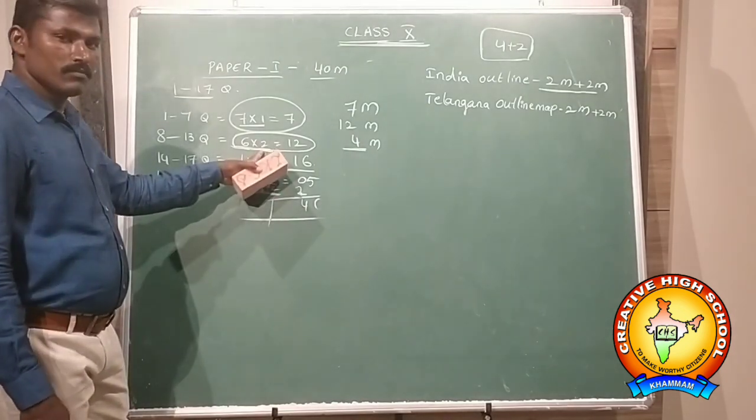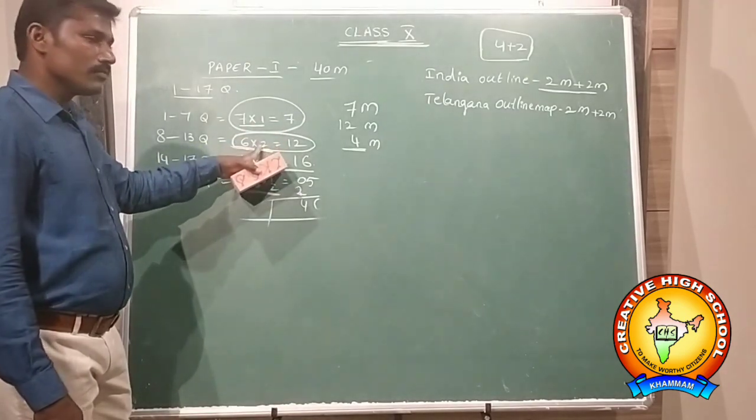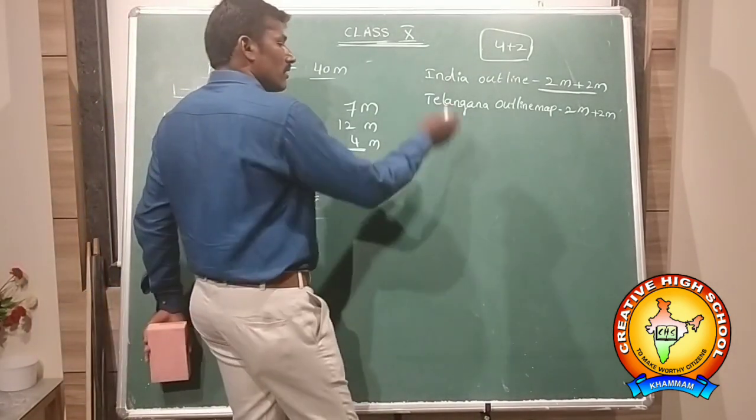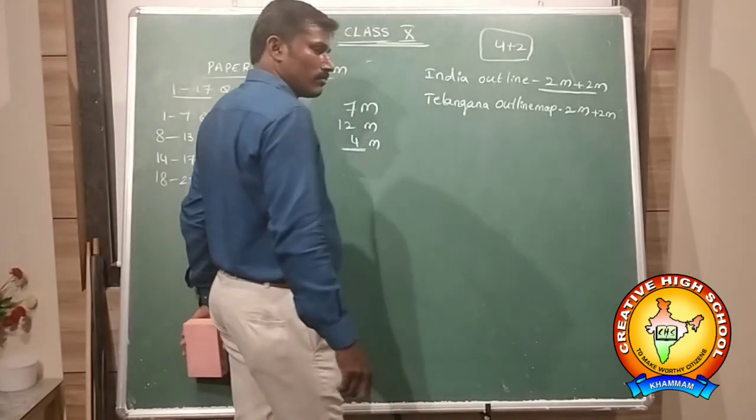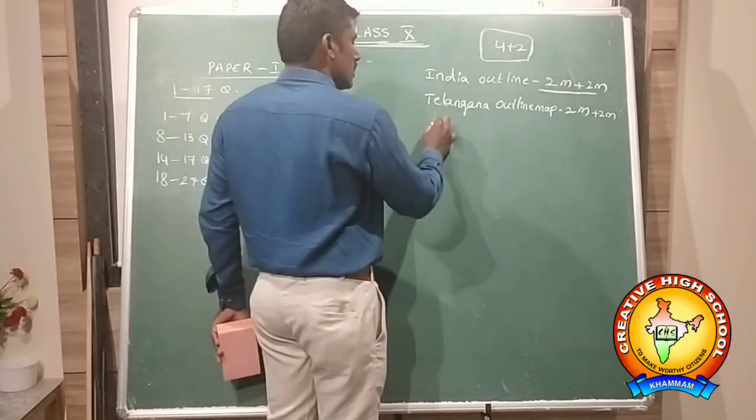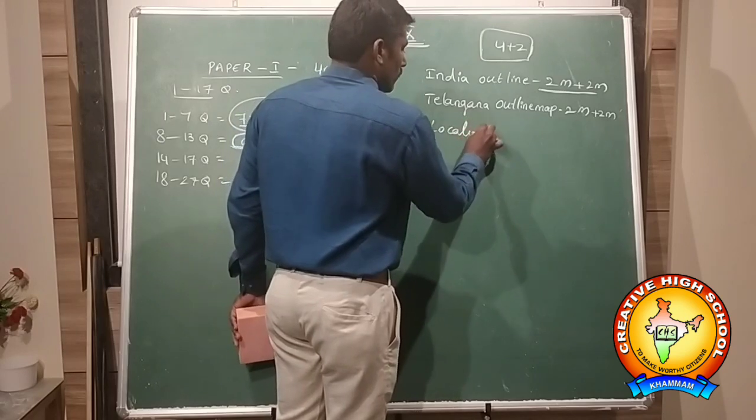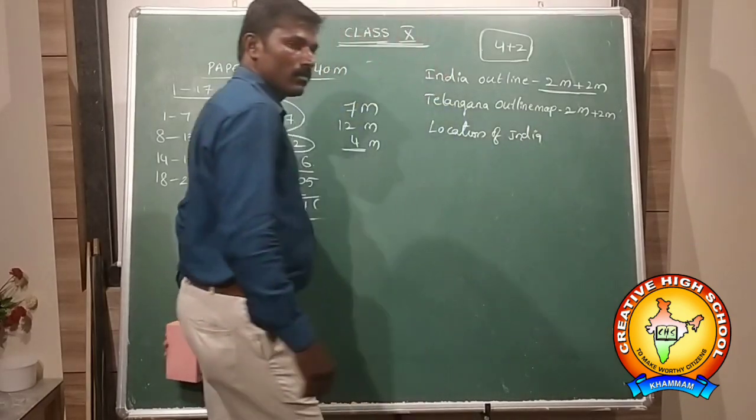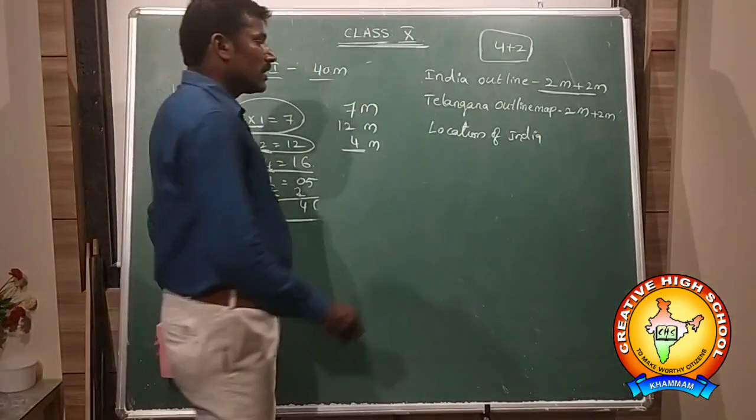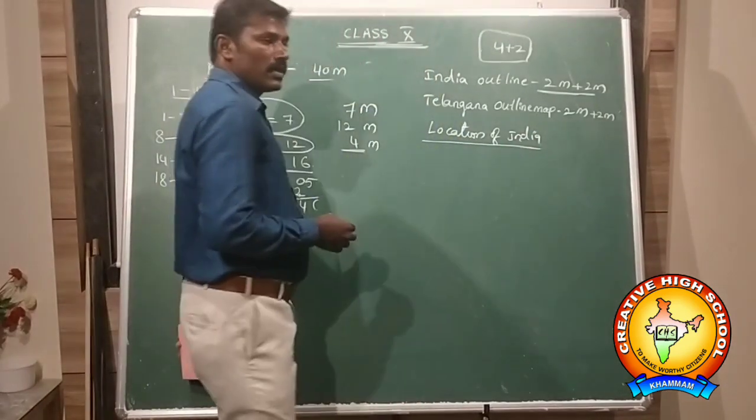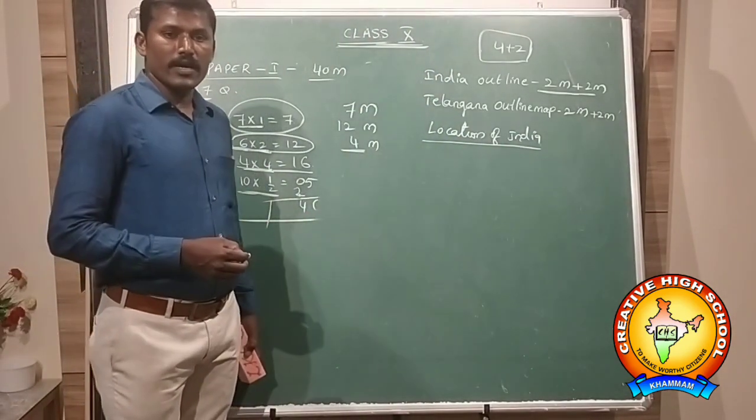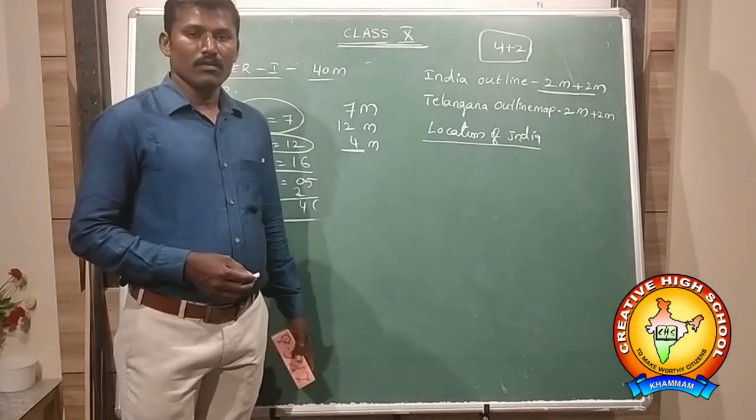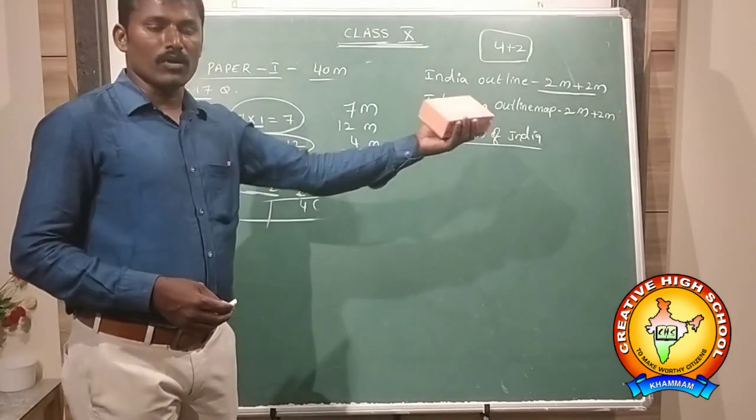A map will be given. After reading that, you have to answer some questions. For example, they will give the India map. Location of India: 8 degrees 4 minutes and 37 degrees 6 minutes north latitudes, 68 degrees 7 minutes and 97 degrees 25 minutes east longitudes. If you write that location of India, you will get 1 mark.